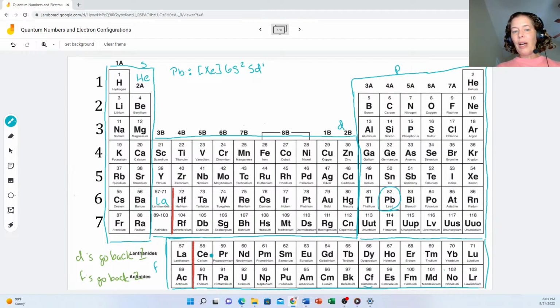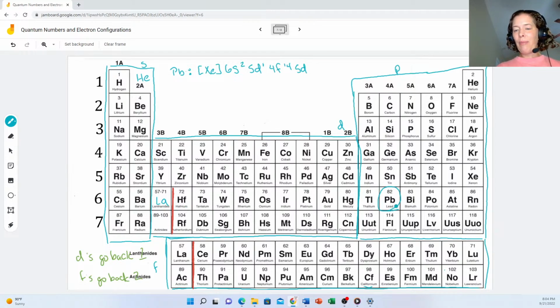Now I'm in my F block. These are my 4 F's. Let's count across. 1, 2, 3, 4, 5, 6, 7, 8, 9, 10, 11, 12, 13, 14, which again makes sense because I should have 14 electrons. Now I'm at atomic number 71. I can go to atomic number 72. I'm back in the D block. I'm in the 5D block again.